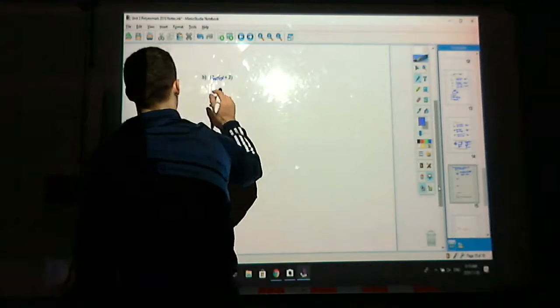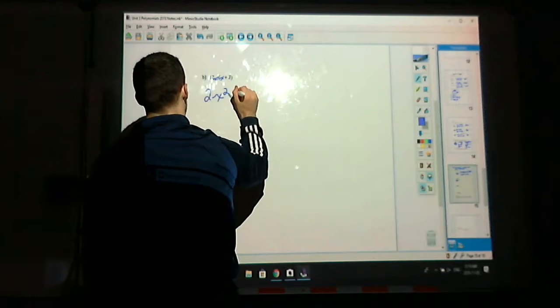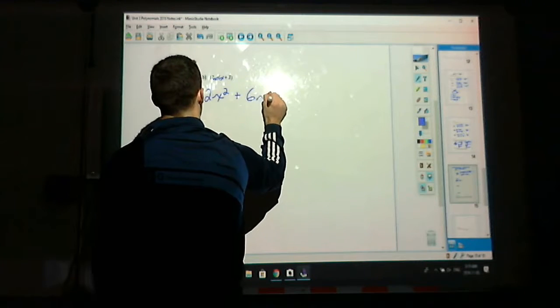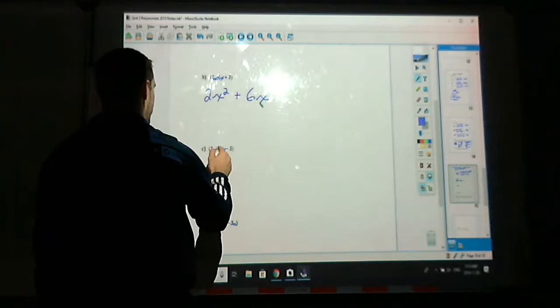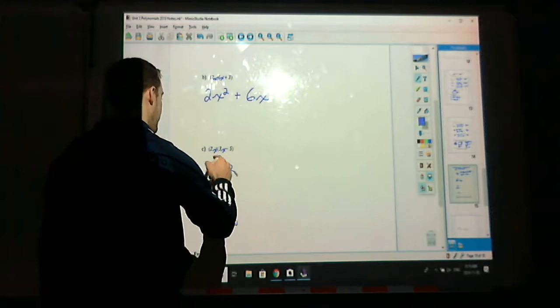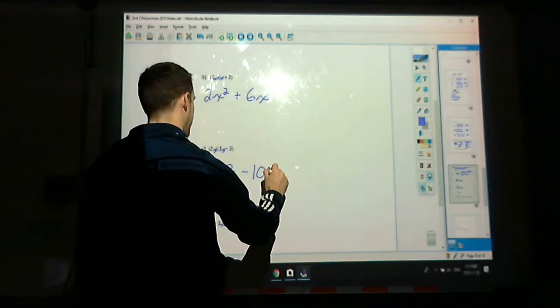So 2x times x is 2x squared. 2x times plus 3 is 6x. 2x times 3x is 6x squared. 2x times negative 5 is negative 10x.